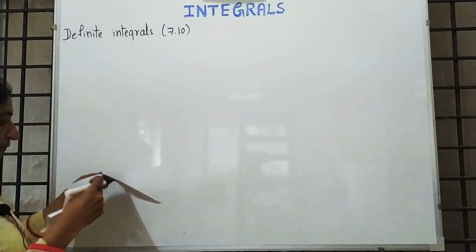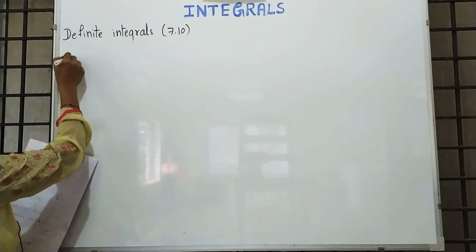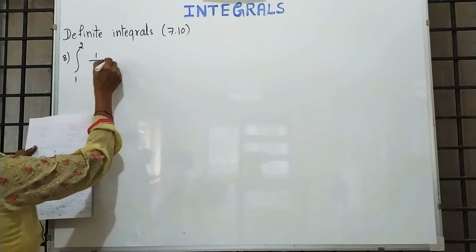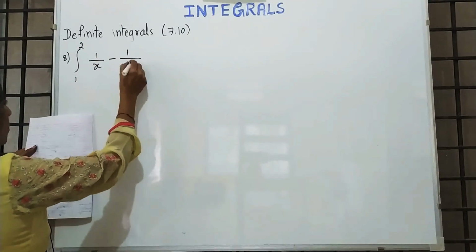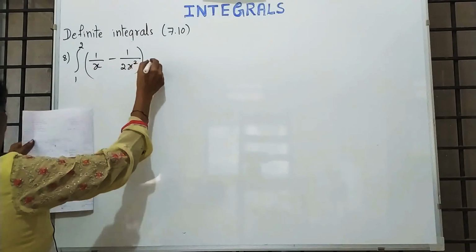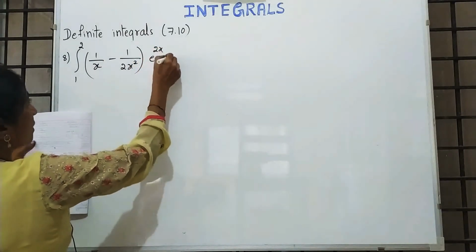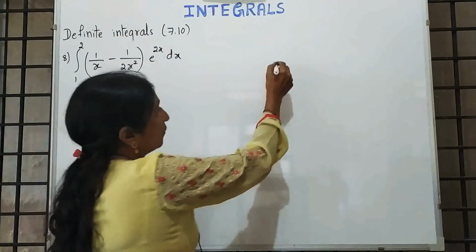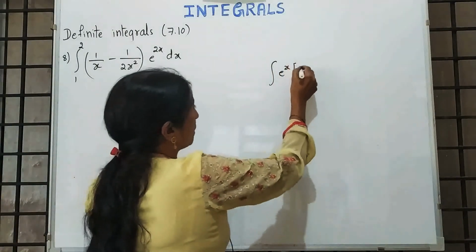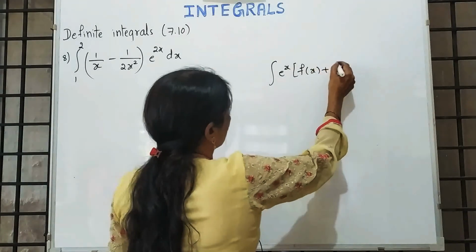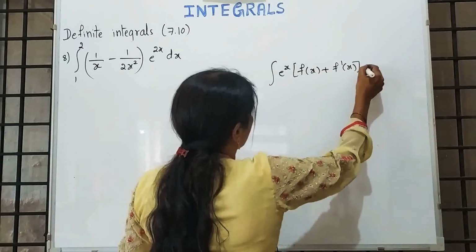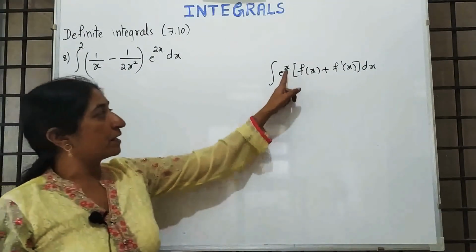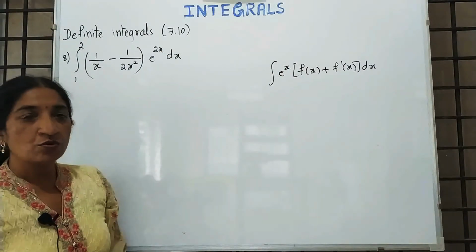Integration from 1 to 2, (1 by x minus 1 upon 2x square) into e raised to 2x into dx. See here, it is in the form of e raised to x in the bracket f of x plus f dash of x. It is nearer to this but not the formula. Why? Because here we have e raised to x but here we have e raised to 2x.